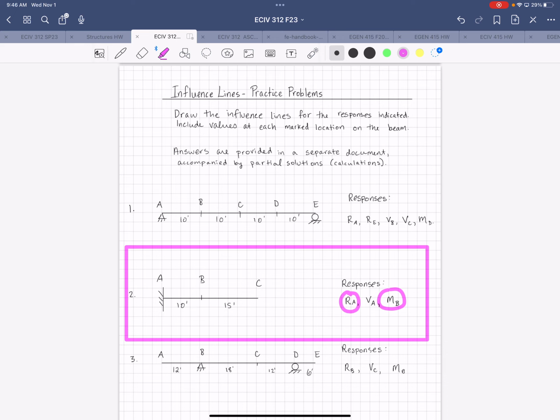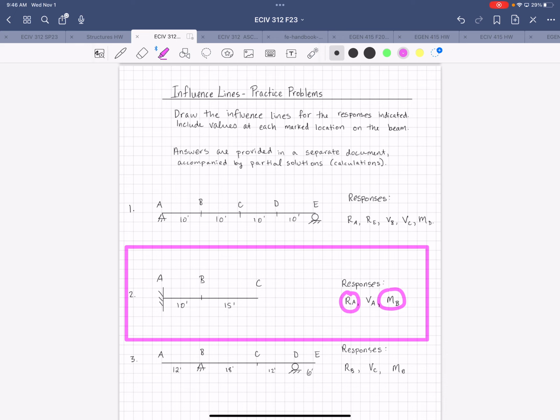All right, anybody figure it out for the reaction at A? You think you got it? Yeah? Do you want to draw it? No? Anyone else? Brave soul, huh?